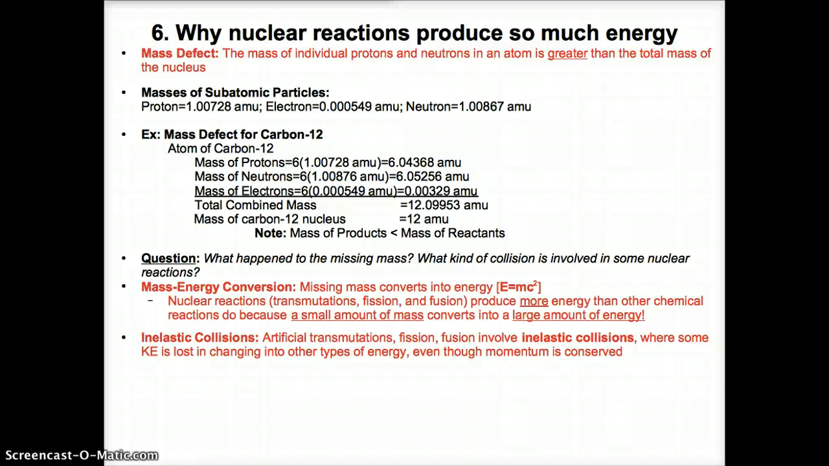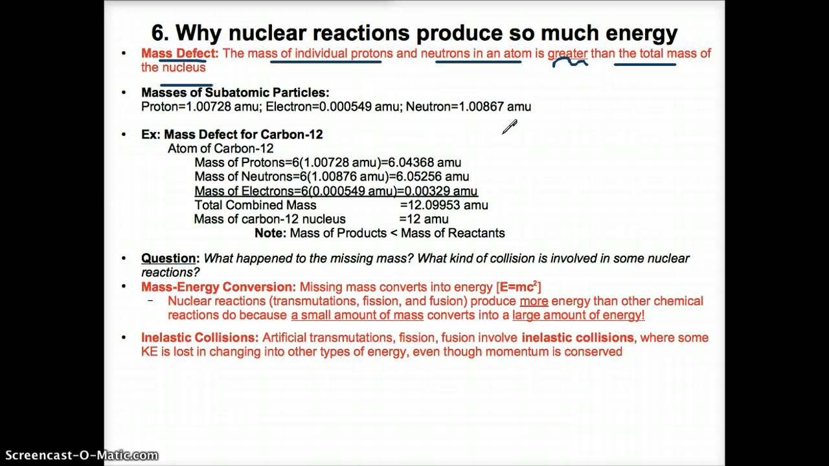We learned in the last unit, if you remember, that nuclear reactions release more energy than almost any other chemical reaction. Why is this? Well, the answer has to do with a phenomenon known as mass defect, where the mass of the individual protons and neutrons making up the nucleus of an atom is greater than the total mass of the nucleus itself. All right, so we'll see why mass defect occurs in a minute.